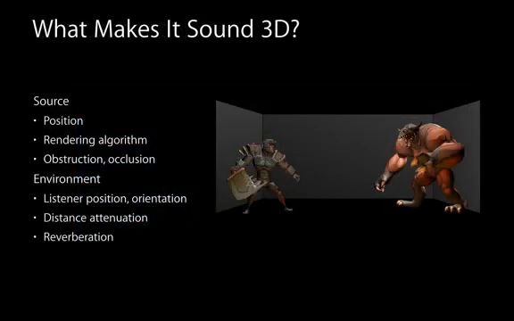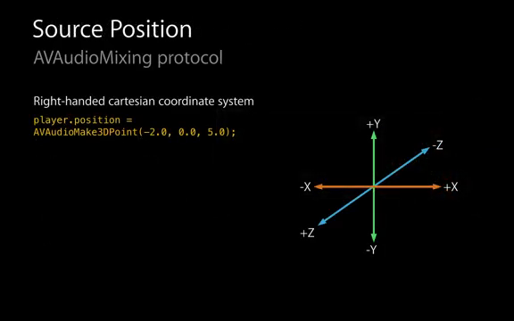So what makes things sound 3D or virtual 3D? Well, we have a number of attributes, and some belong to the sources, others belong to the environment. Let's walk through each of the source attributes first. So every source has a position in this 3D space. And right now, it's specified using the right-handed Cartesian coordinate system, where positive x is to the right, positive y is up, and positive z is towards the listener.